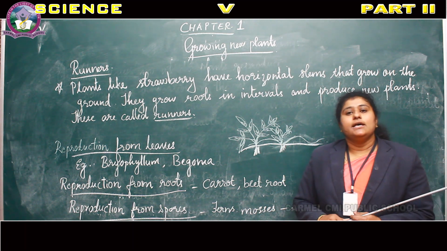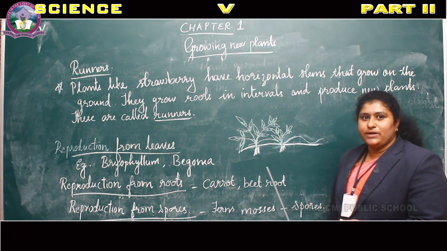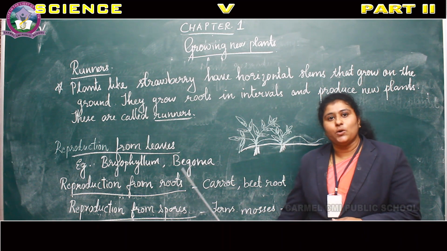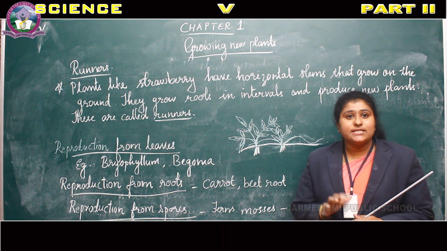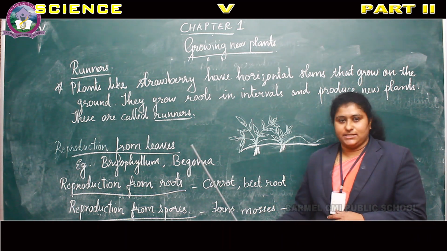Next is reproduction from roots. Some plants store food in the roots, like carrot, beetroot, etc. When these roots are replanted, they grow and become new plants.